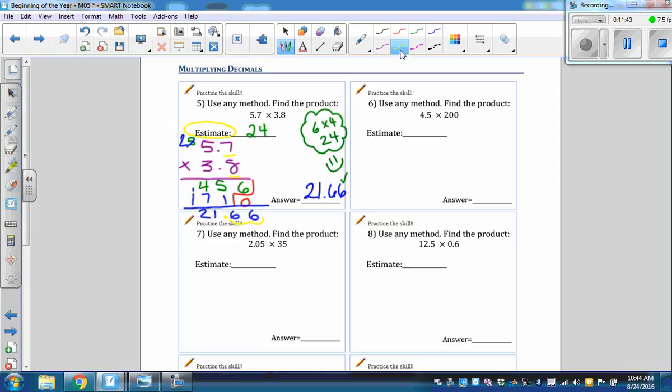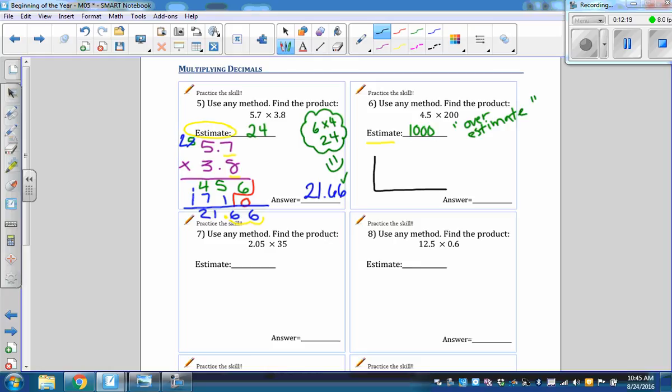First, I'm going to estimate. I'm going to say this is about 5 times 200. So 5 times 200, if I count in my head, 200, 400, 600, 800, 1,000, my estimate is 1,000. And I know that that's an overestimate. But that gives me an idea of what my answer should be.